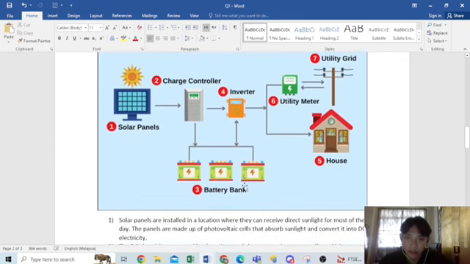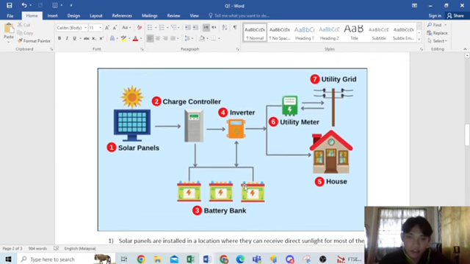Okay, this is the connection from the solar to the load. The first thing that we have to have is the solar panel. Solar panels are installed in a location where they can receive direct sun for most of the day. The panels are made up of photovoltaic cells that absorb sunlight and convert it into DC electricity. Then it goes to the charge controller.